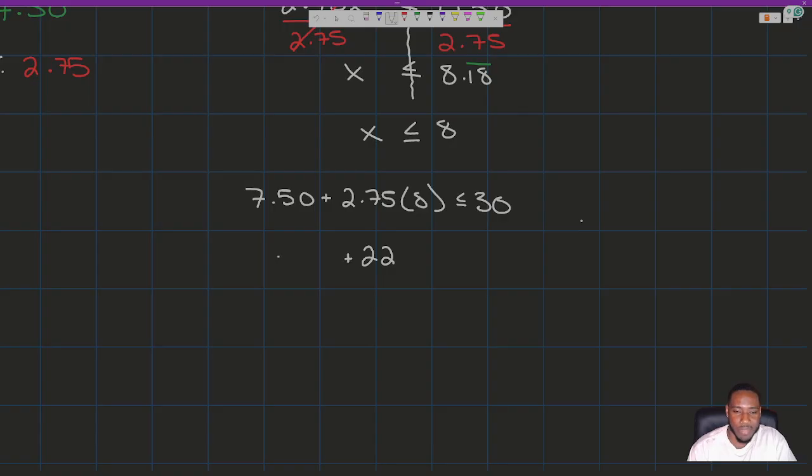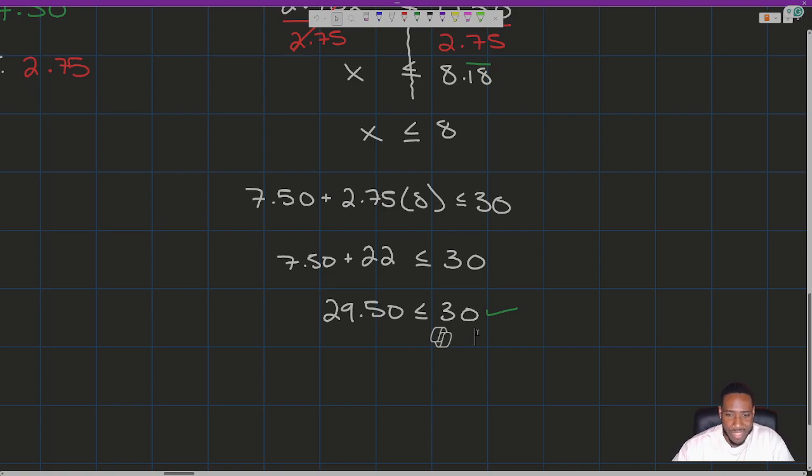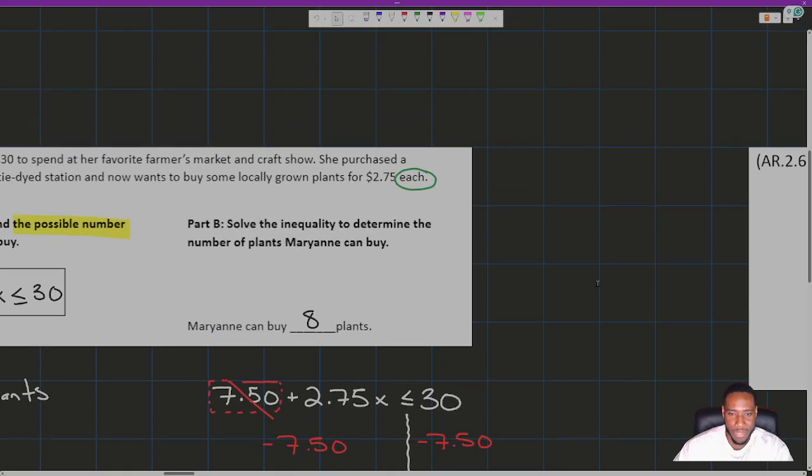We're still adding 750. We're seeing if that's less than or equal to 30. 22 plus 750 is going to get us 2950. And that makes our equation say a true statement. That is less than 30. And that is as close as we can get to 30. Because if we try to buy another plant, that's going to put us over the amount that Marianne has. So we know that that is absolutely correct. So 8 plants it is.